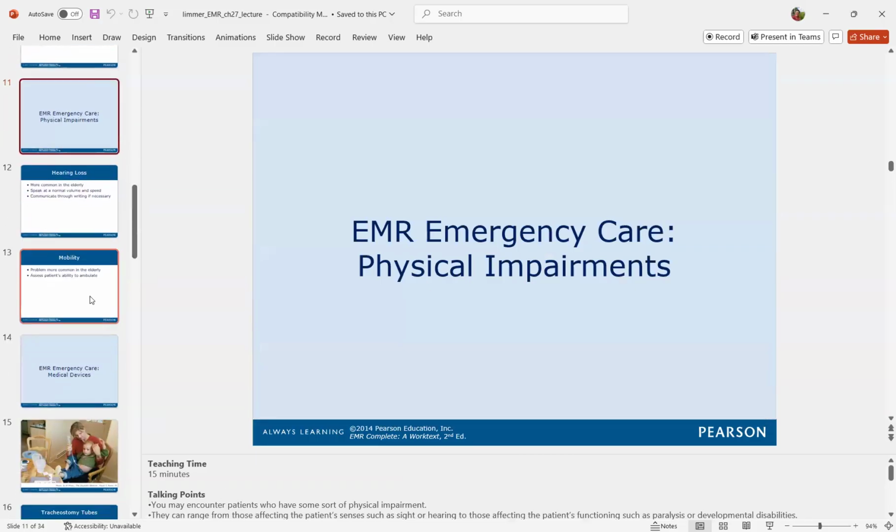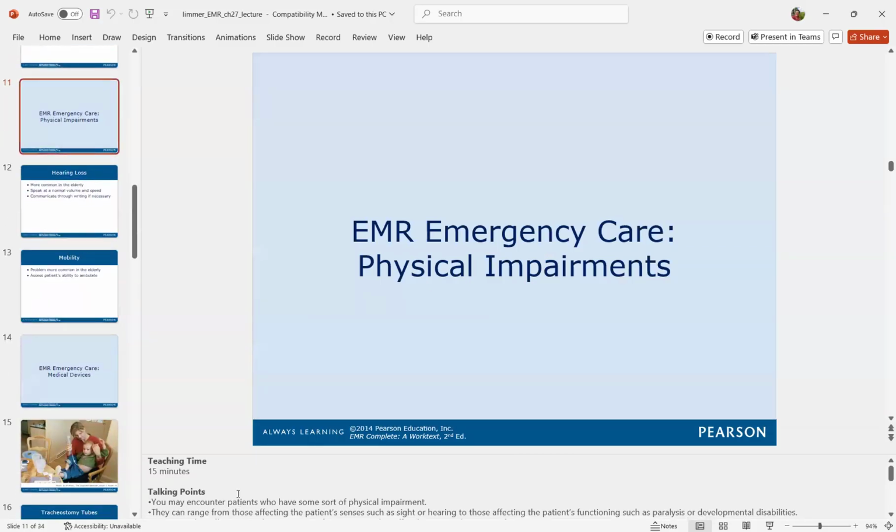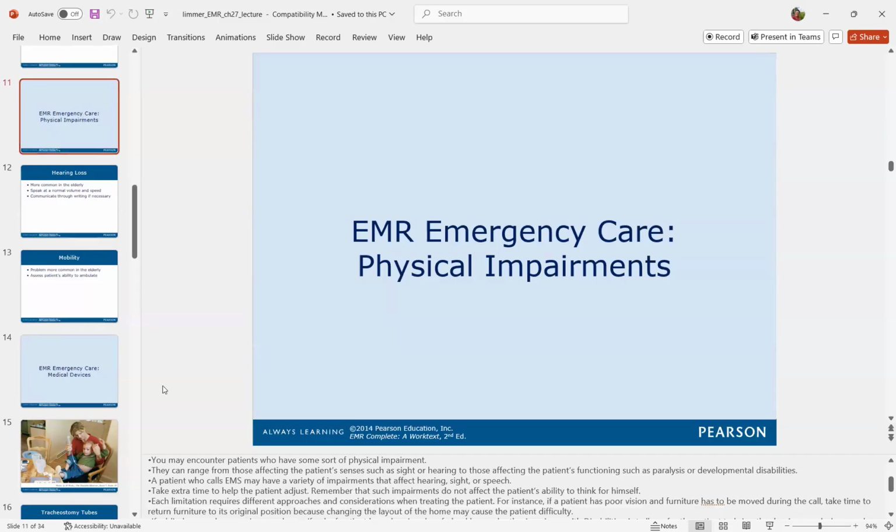All right, physical impairments. We may encounter patients who have some sort of physical impairment. They can range from those affecting the patient's senses, such as sight or hearing, to those affecting the patient's functioning, like paralysis or developmental disabilities. They can also range from patients who call EMS with a really wide variety of impairments that affect hearing, sight, speech, all of that. I carry a notebook around with me, and I've had to use that on certain patients that are hard of hearing. I just write it out, and they can say what they mean.